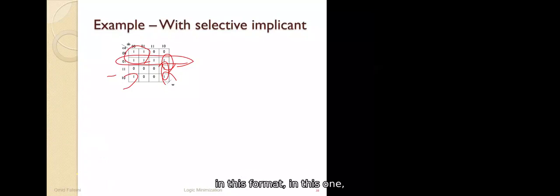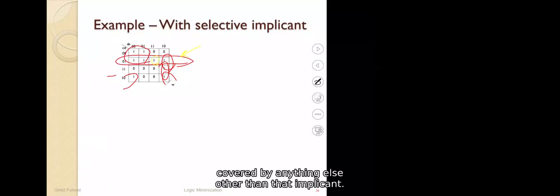Which ones are essential? Well, let's mark the cells that indicate essential. For example, in this 4 ones group, this cell hasn't been covered by anything else other than that implicant. So it makes this an essential implicant. For these 4 ones, this cell and this cell haven't been covered by anything else. So again, this implicant is essential. So we now have 2 implicants.